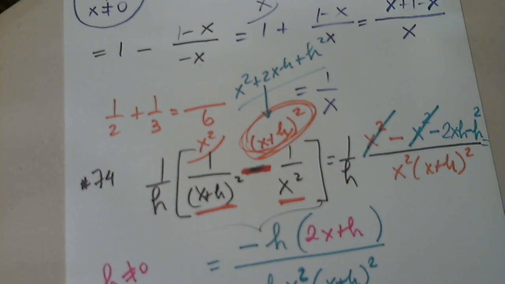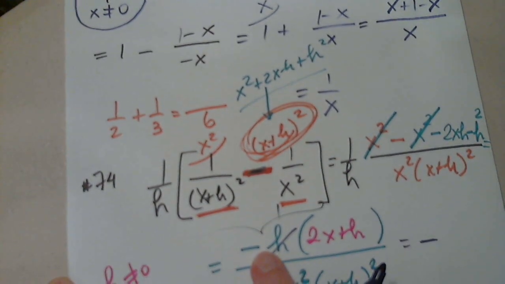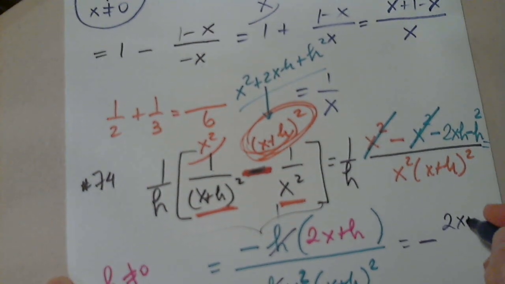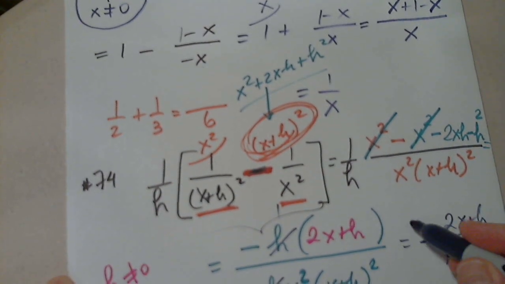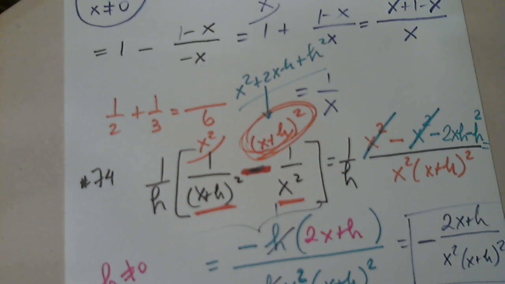You cancel out the h's. Very good. 1 and 1. Negative in front. Negative over positive is negative. We have 2x plus h in the numerator. And we have x squared, x plus h, everything squared. And this is done. Don't attempt anything. You cannot simplify factors with pieces of terms. This is it, carved in stone.